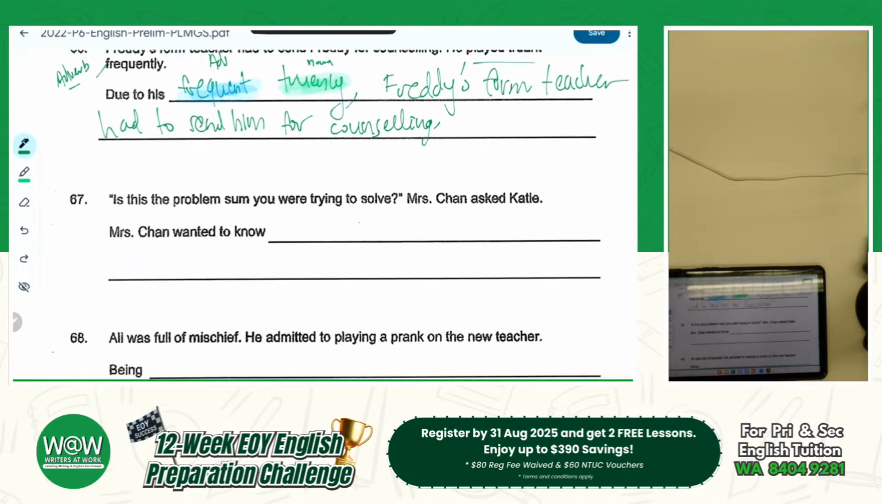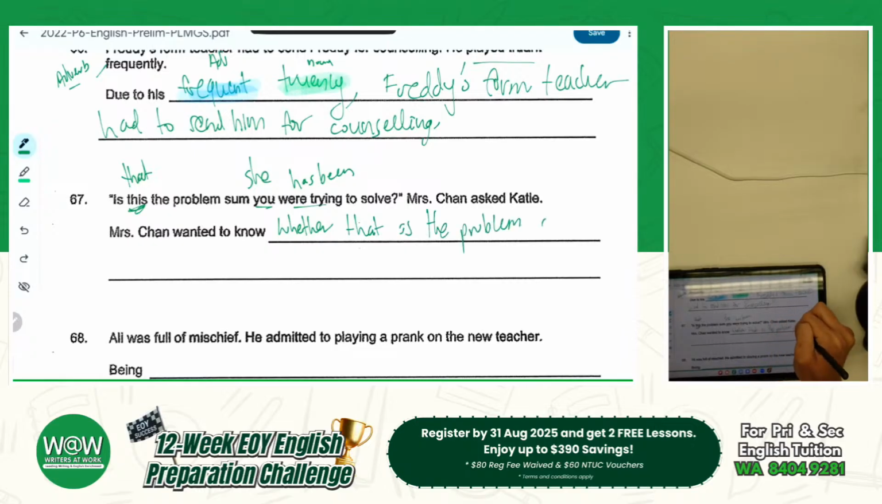Next, let's take a look at number 67. Is this the problem sum you are trying to solve? Mrs. Chan asked Katie. So it will be Mrs. Chan wanted to know whether, so this will be changed to that. Problem sum, she has been trying to solve. Okay, whether that is the problem sum. She had been trying to solve.